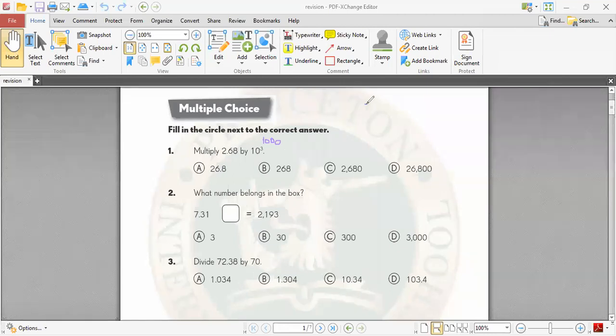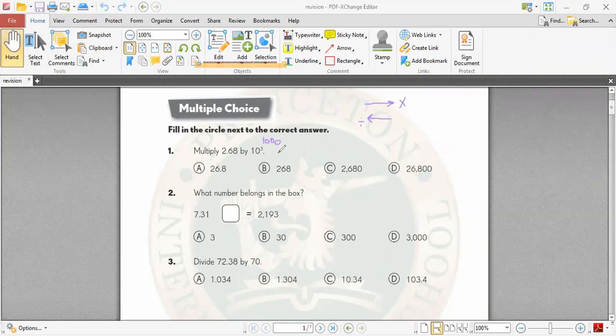Remember that multiplication, we move to the right, and division, we move to the left. And that's, of course, for the decimal point. So if I'm multiplying, I will move the decimal point to the right. And if I'm dividing, I will move the decimal point to the left. So here I am multiplying 2 and 68 hundredths by 1000.